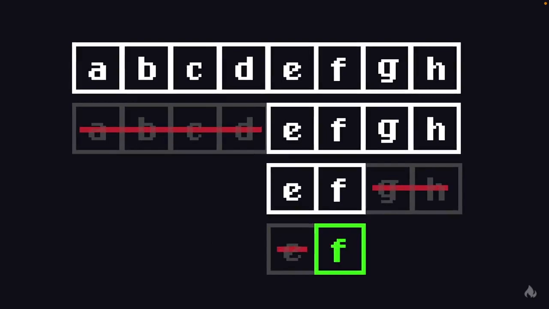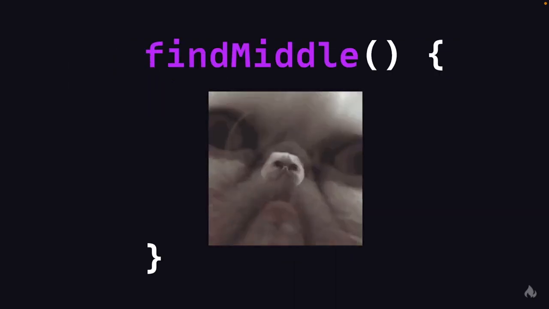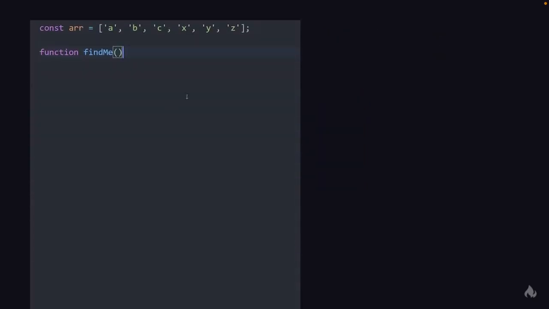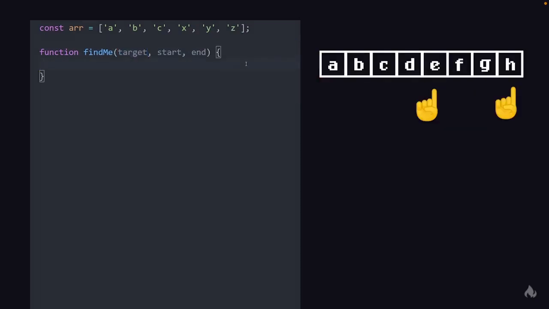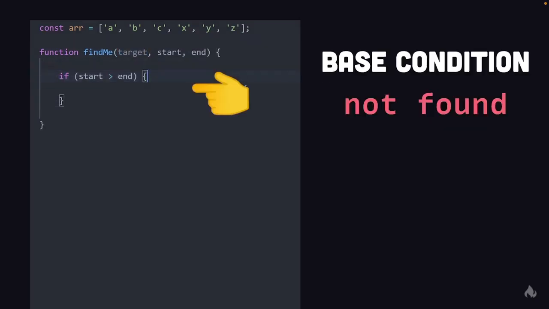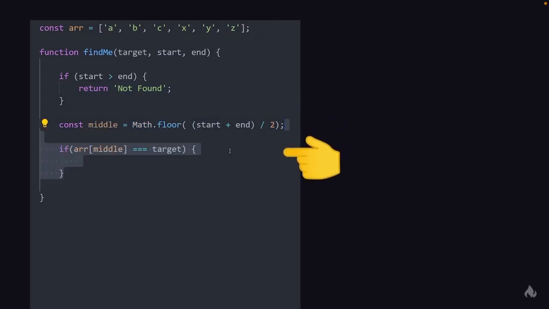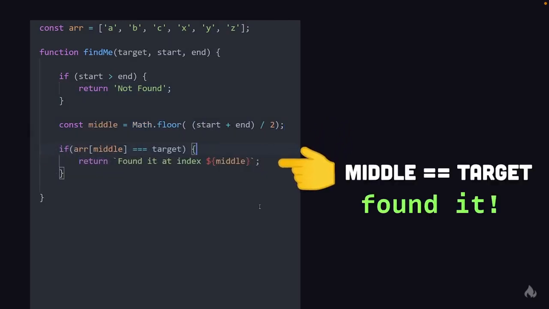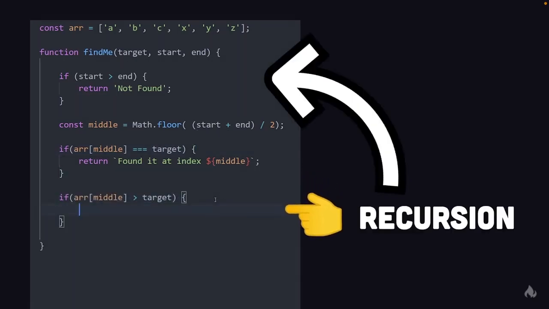Now, to implement the code, we could use an iterative approach with a while loop or a recursive function. Either way is acceptable, but let's define a recursive function in JavaScript. The function takes the target value as an argument, as well as a starting and ending index. First, we have a base condition to stop looping when it reaches the end of the array, at which point we know the target is not in the array. From there, we compute the middle index, then we check to see if that middle index is equal to the target, at which point we can return because we found the element we're looking for. Otherwise, we need to continue searching, and that's where recursion comes into play.